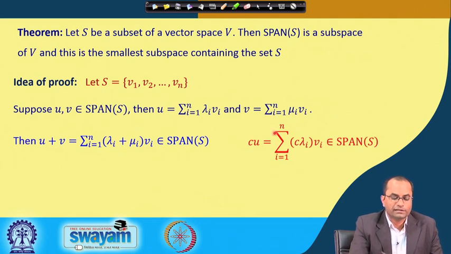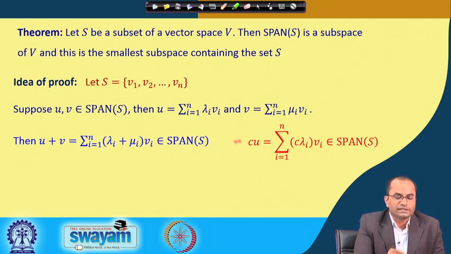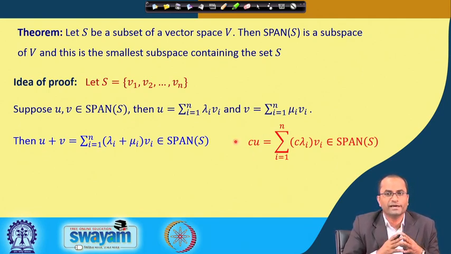So once we have this linear combination, and all the linear combinations belong to this span S, this element will also belong to span S. So what we have seen here is that the closure properties are satisfied. That means this span S is a vector subspace. So span S is a vector subspace.